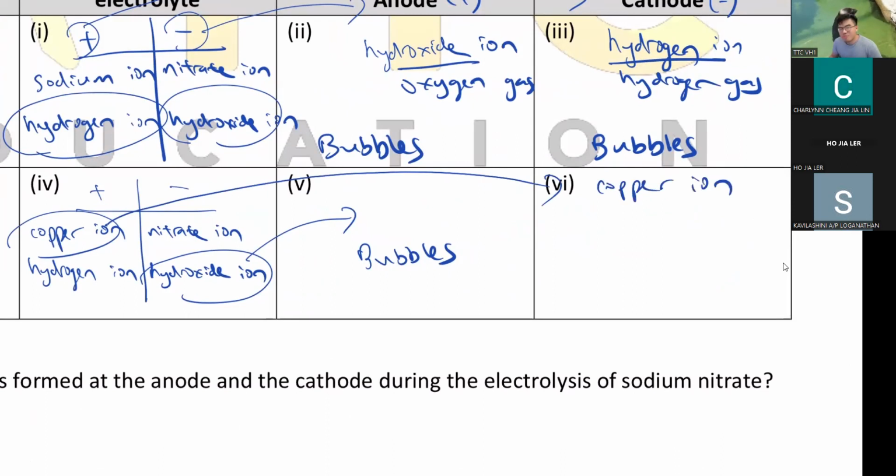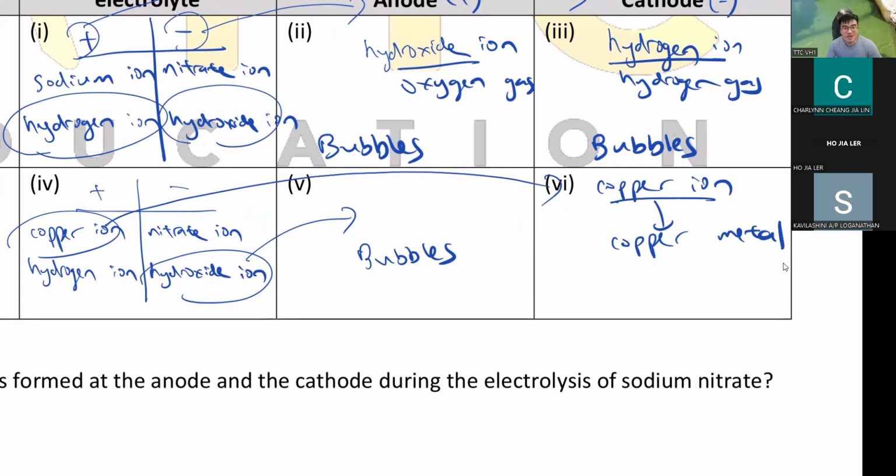Okay, guys, what is copper? Is copper a gas? Is copper a liquid? Or is copper a solid? Yes, copper is a metal. This thing will become copper metal. But guys, they don't want the product. They want the observation. What do you see?